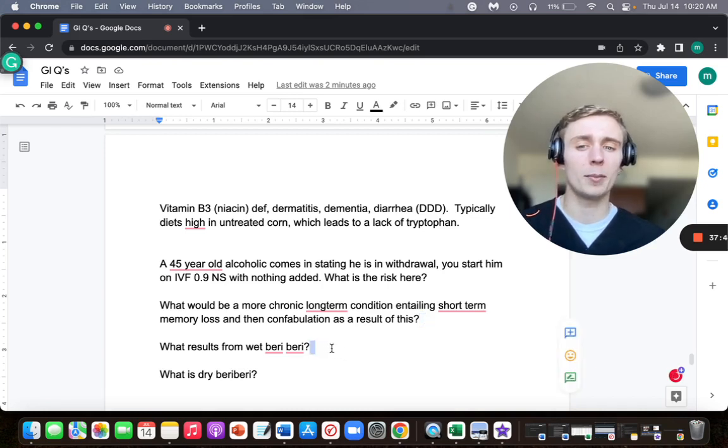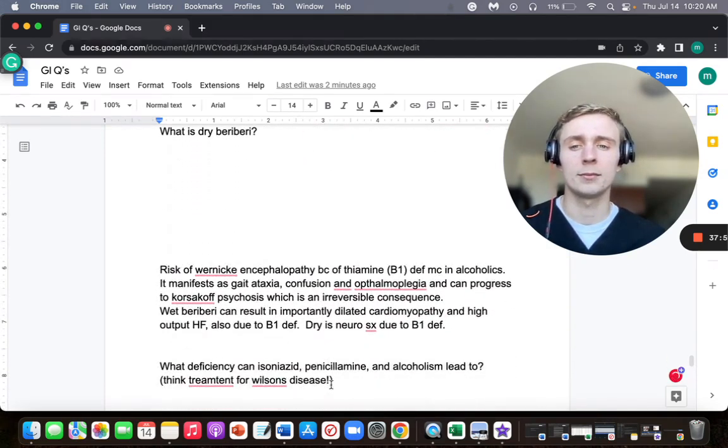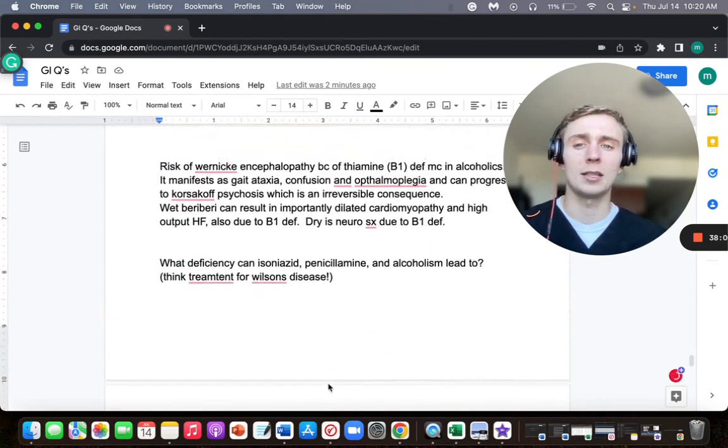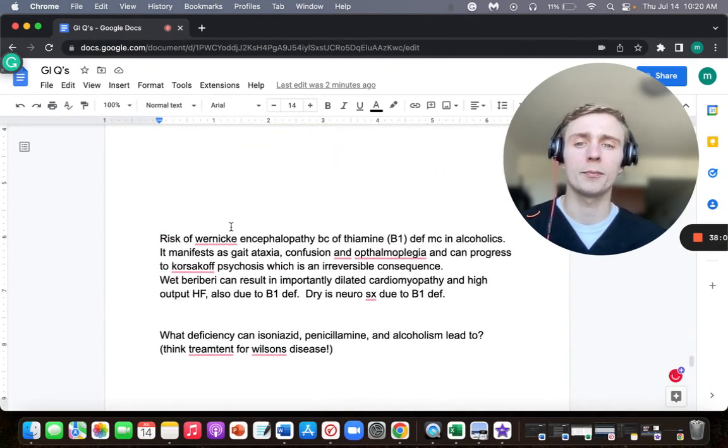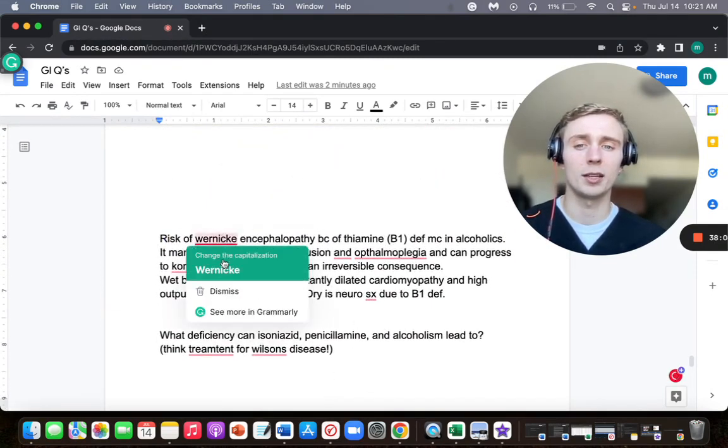What results from wet beriberi, and how about dry beriberi? So it's important to know a few of these. If you can put them all together, you'll know what the vitamin deficiency is. Again, dry beriberi, wet beriberi, long-term with short-term memory loss, confabulations, and you gave him only normal saline to an alcoholic. So again, thiamine deficiency, B1, risk of Wernicke's encephalopathy.